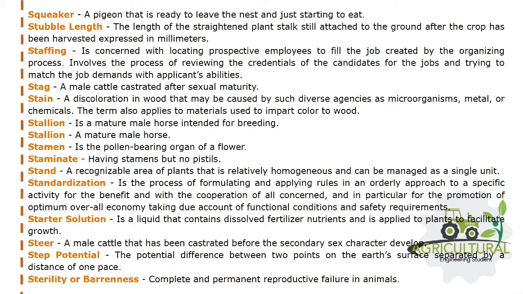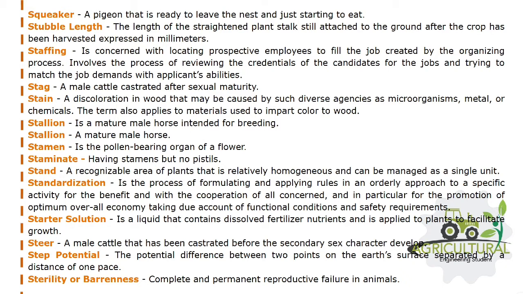Stand, a recognizable area of plants that is relatively homogeneous and can be managed as a single unit. Standardization, is the process of formulating and applying rules in an orderly approach to a specific activity for the benefit and with the cooperation of all concerned, and in particular for the promotion of optimum overall economy taking due account of functional conditions and safety requirements.